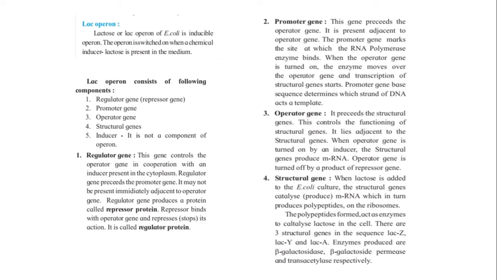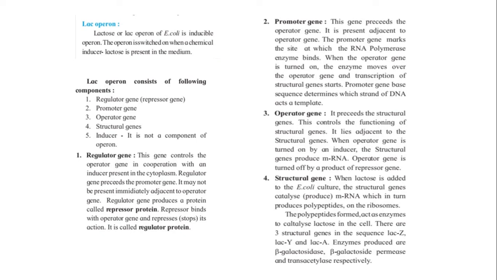Number 1 component, that is the regulator gene. This gene controls the operator gene in cooperation with an inducer present in the cytoplasm. The regulator gene precedes the promoter gene. It may not be present immediately adjacent to the operator gene. The regulator gene produces a protein called repressor protein. The repressor binds with the operator gene and represses its action. It is called a regulator protein.